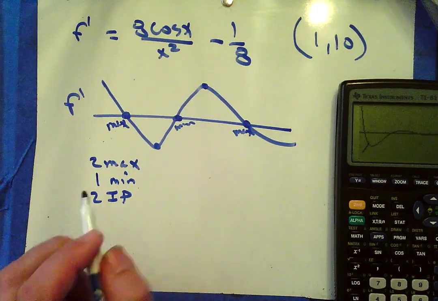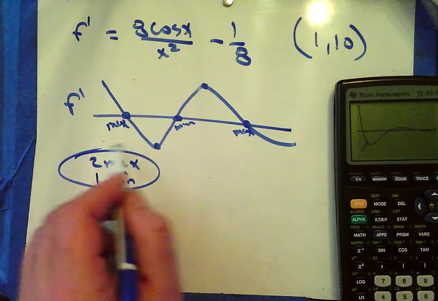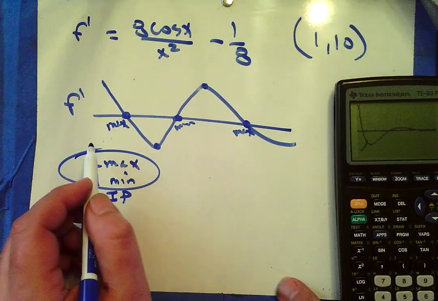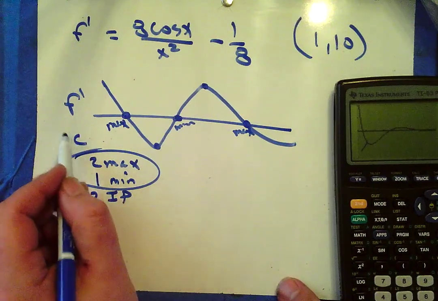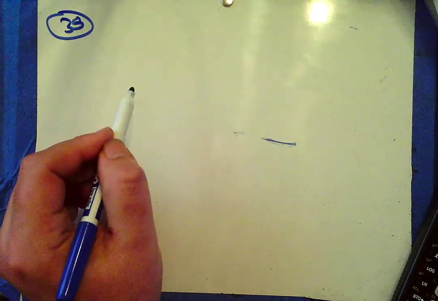So what do we see? 1 relative max and no relative min? No, that's not true. 1 min, no max? That's not true. 2 max, 1 min. 2 max, 1 min, that's ours. 2 max, 1 min is choice C. Choice C.